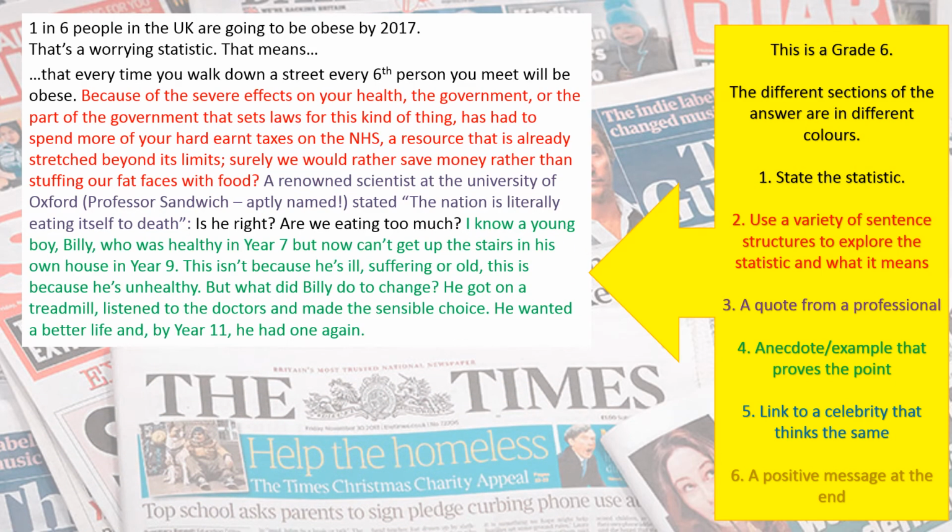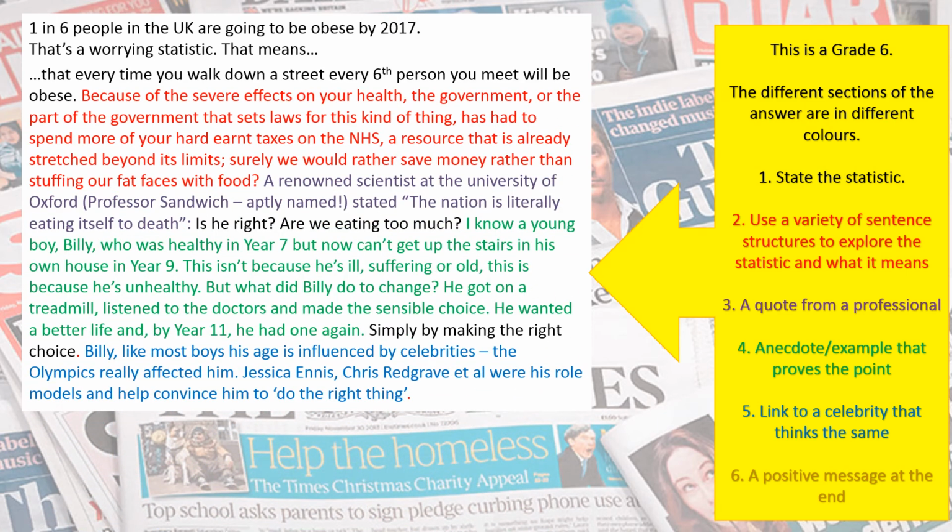Next, I'd want to give an example. I know a young boy, Billy, who was a healthy year 7, but now can't get up the stairs in his own house in year 9. That isn't because he's ill, suffering or old, it's because he's unhealthy. But what did Billy do to change? He got on a treadmill, listened to the doctors, and made a sensible choice. He wanted a better life, and by year 11 he had one again. So after giving my statistic, I then explain that statistic, then give a quote from a professional. I then give an example from my own experience.